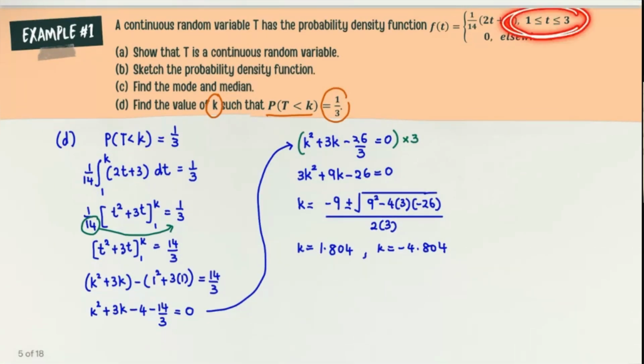Since our k is between 1 and 3, so therefore k is equals to 1.804. So that will be our final answer. Okay. So kita dah cover mode, median, sketch, show dan cari the value of k lah. So far okay, saya stop dekat sini dulu untuk hari ini.